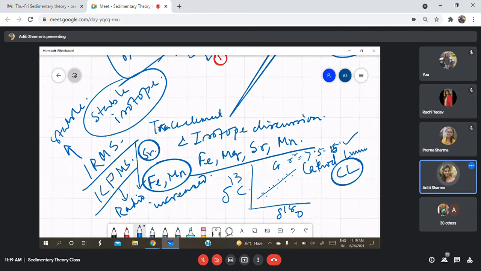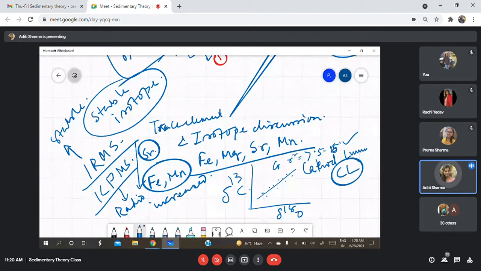Oxygen isotope is a function of the temperature and seawater salinity, whereas carbon isotope is a function of biological productivity. So carbon isotope is controlled by one factor, oxygen isotope is guided by another factor. They should not follow one another. If they follow one another, that means some third factor has guided both, and that is a total reset.